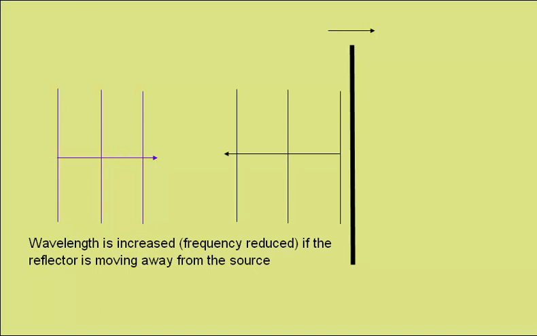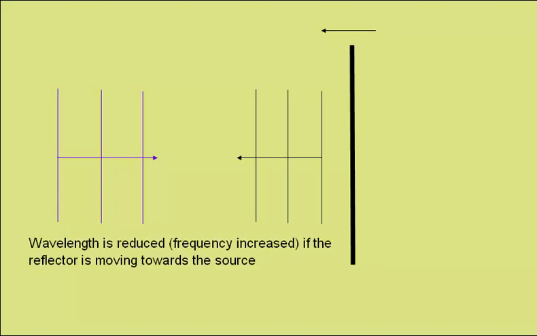We can experience the Doppler effect when waves are reflected. Here the waves are reflected off a stationary boundary, and the wavelength and frequency are not changed. However, in this case, the waves are approaching an object that is moving away from them, and now you see the wavelength is increased and the frequency reduced.